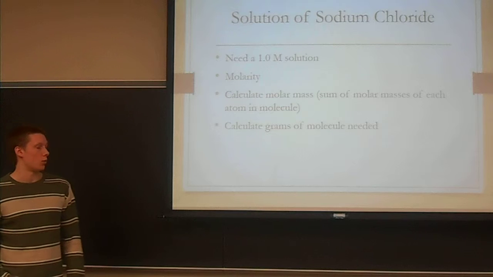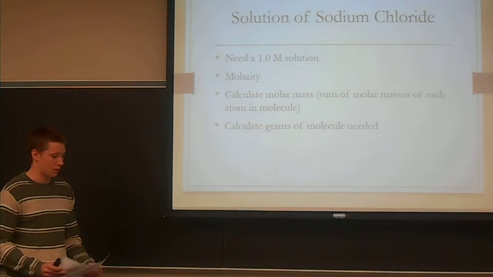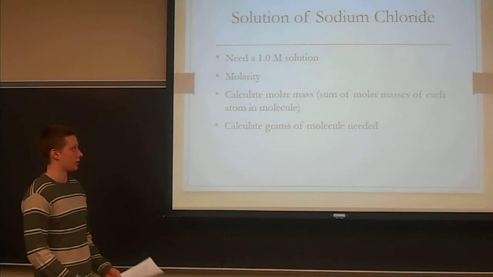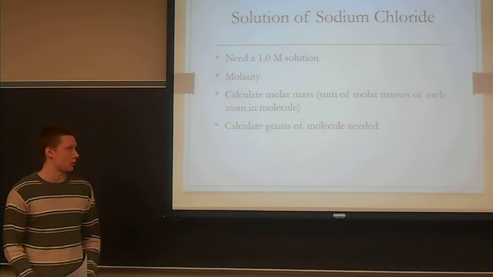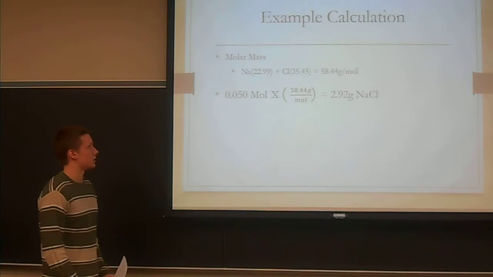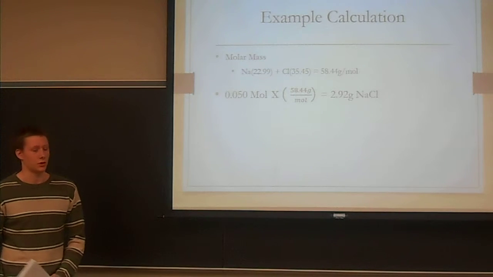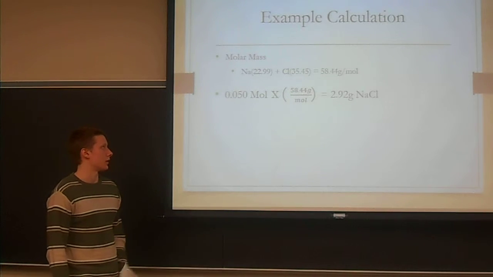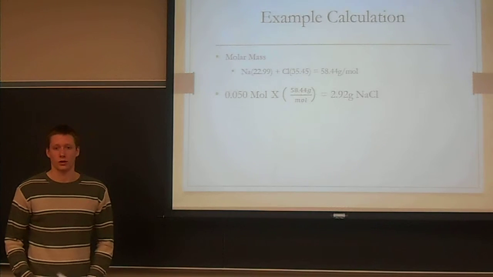So we needed a 1 mole solution, and the definition of molarity is the moles of solute per liter of solution. So we had to calculate the molar mass, which is the sum of molar masses for each atom in the molecule, and we also had to calculate the grams the molecule needed. So here's some sample calculations. We have the molar mass of Na and the molar mass of Cl, so you add them together to get the molar mass, which is 58.44. And then you multiply that by 0.05 to get the grams that we need, which is 2.92.